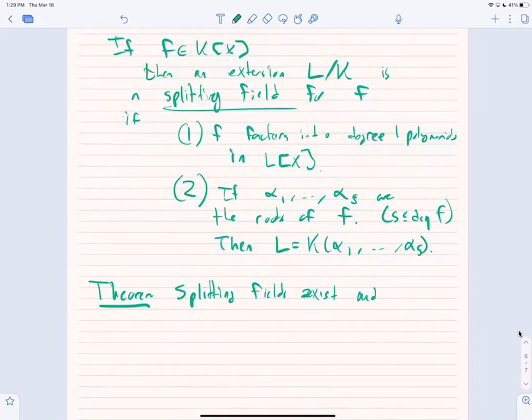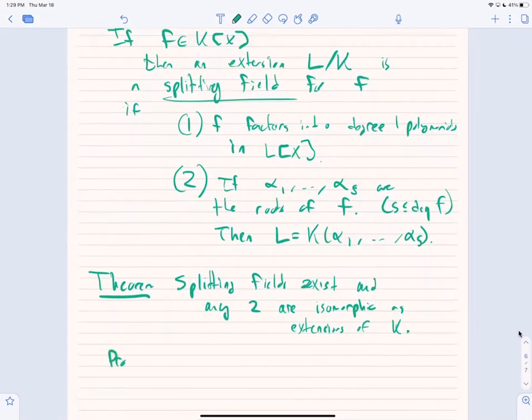And so N and E2 are isomorphic as extensions of K. So if you have two different splitting fields, you can always find an isomorphism of fields between them that acts as the identity on K.